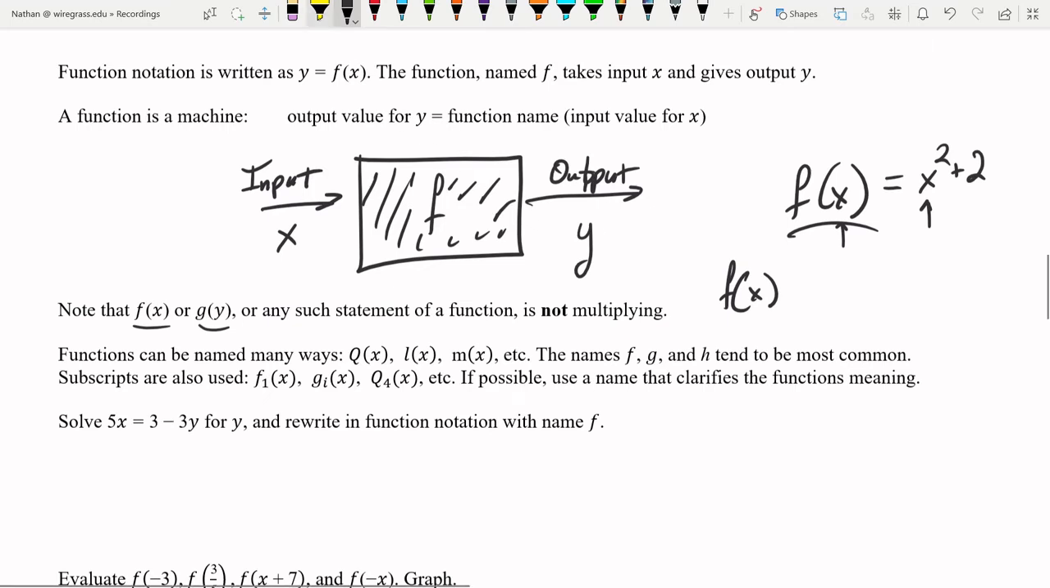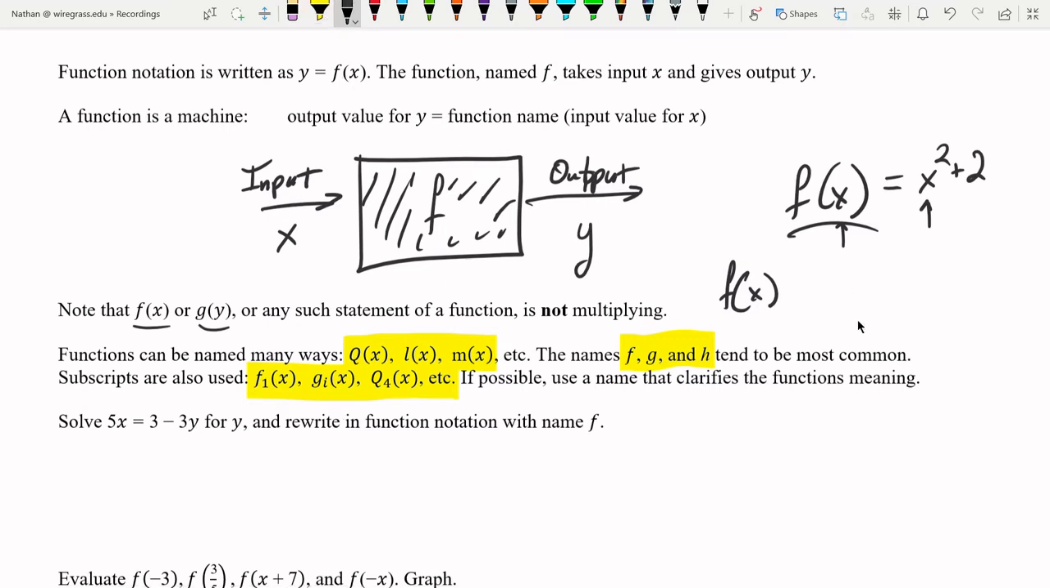Of course, you can have many different names for functions: capital Q, L, M, there are many things. We tend to use f, g, and h because f stands for function, the next letter down is g, and the next one after that is h. Also capital letters, capital F, capital G, capital H. I will tend to use subscripts as well. I think subscripts work pretty well. So f1 is different than f2. g_i, the i is the index variable. You might see some things like that. Q4 you could also see.